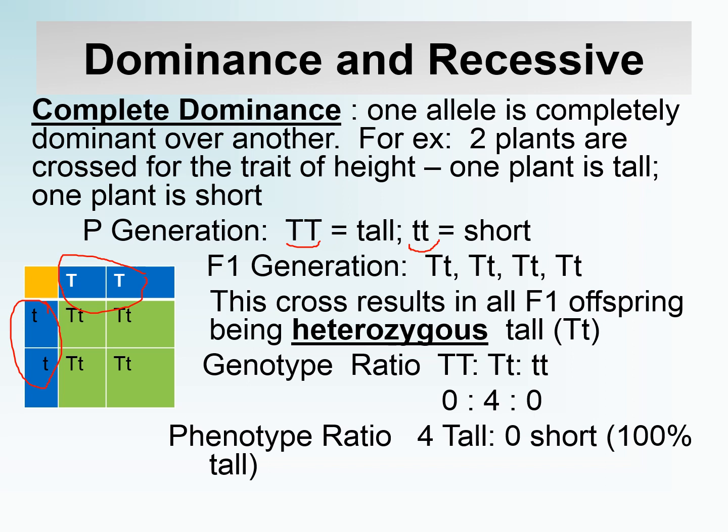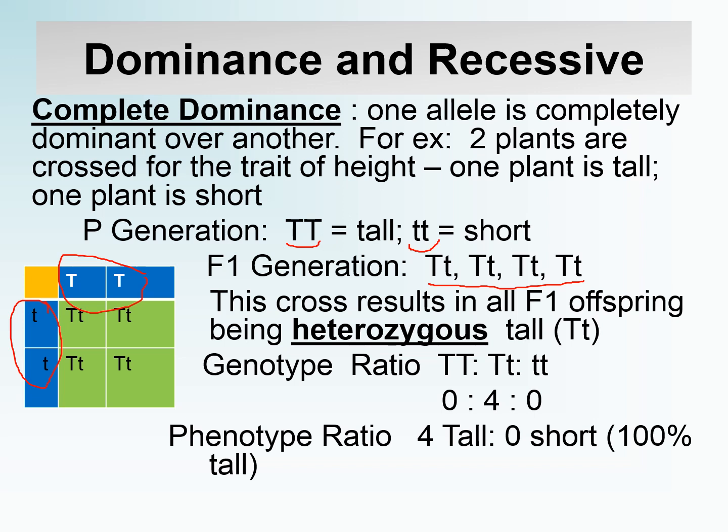Now, the F1 generation refers to the first generation, or the generation of the offspring produced by the cross of the parents. In this case, the monohybrid cross that we see over on the left-hand side is going to produce offspring that are all heterozygous.